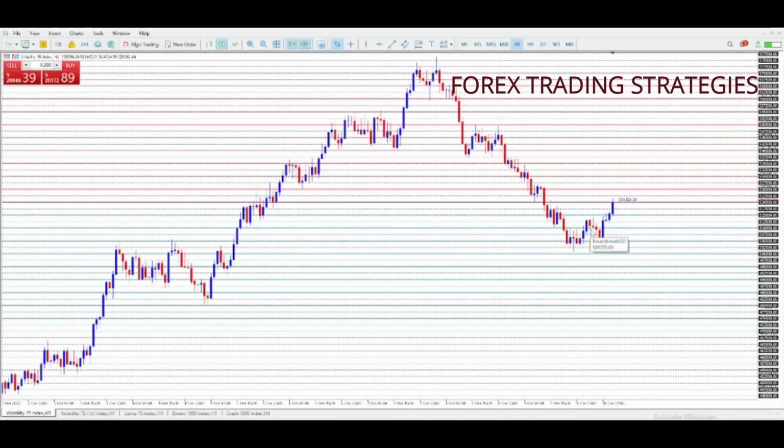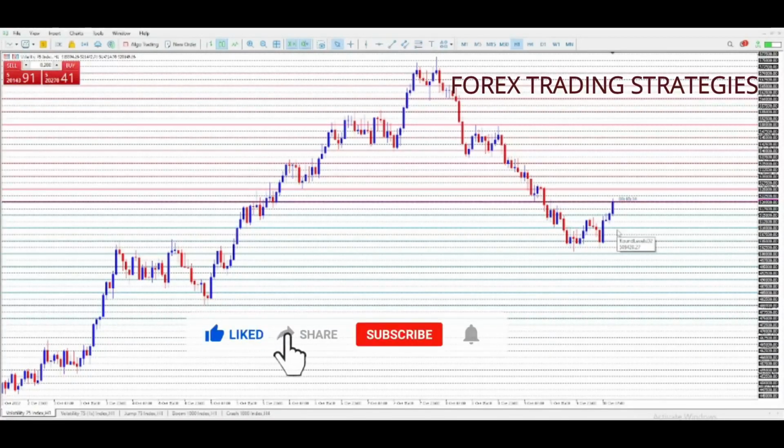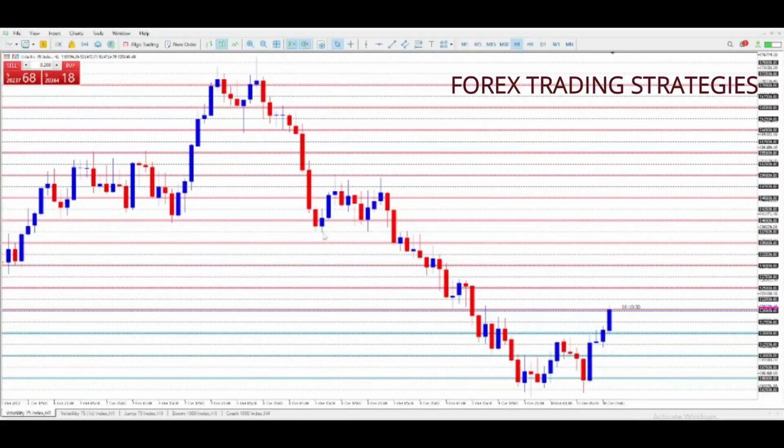Candles bouncing off these levels. Tell me that this is random. When this candle comes at this level, this one at this level, this one comes again at the same level. Tell me that this is random. Look how precise this can be.